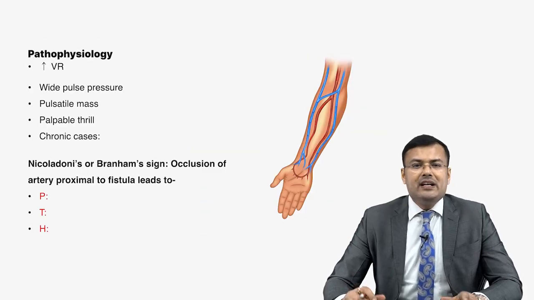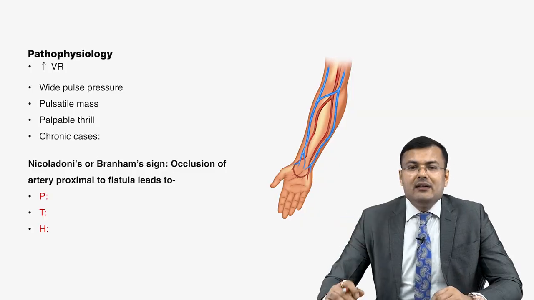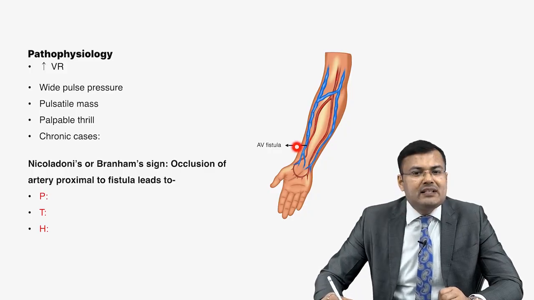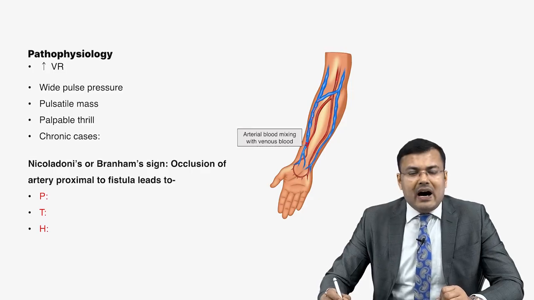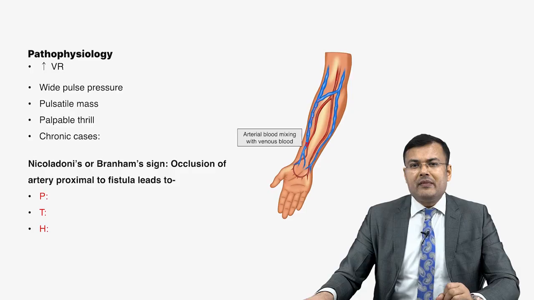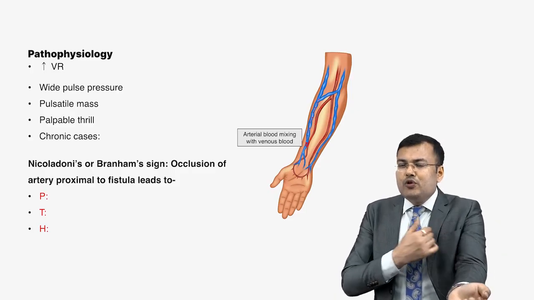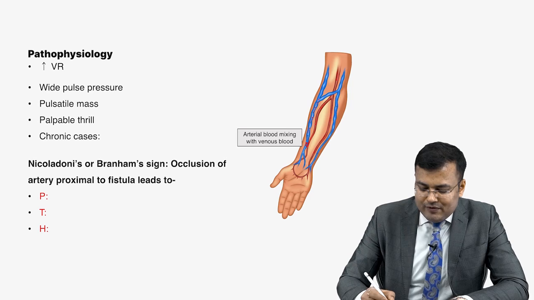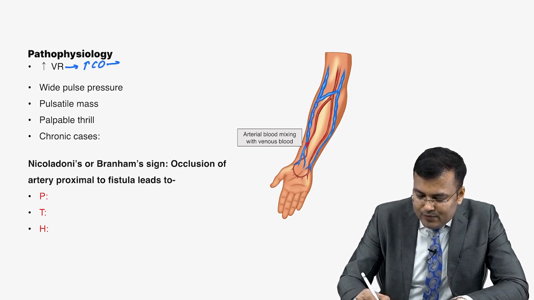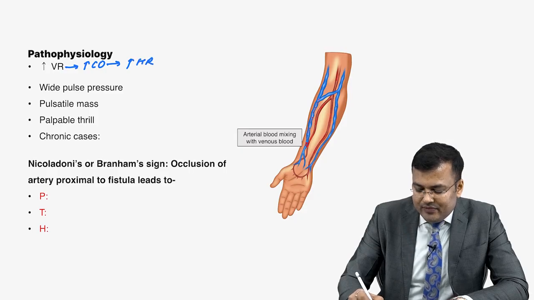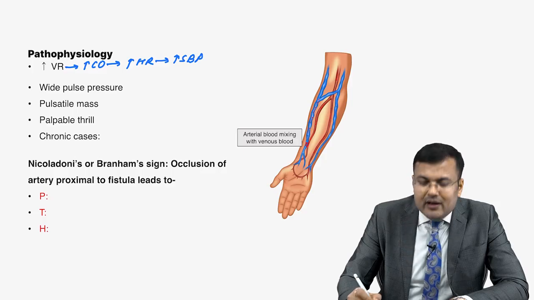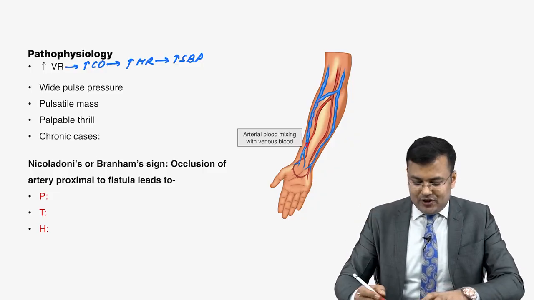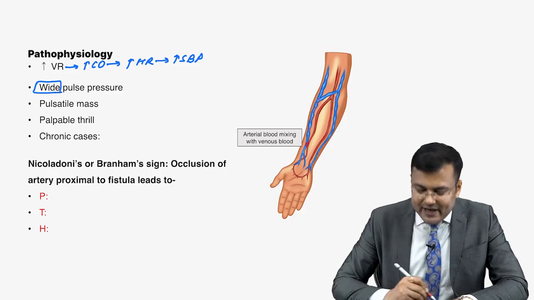Now imagine you created an AV fistula between artery and vein. See the pathophysiology. In this image you can notice that the AV fistula is created between this artery and vein. What will happen? The arterial blood starts going where? Into the vein. When arterial blood starts going into the vein, what will happen? There is increased venous return to the heart. And if there is increased venous return, what will happen? There is increased cardiac output, increased heart rate, increased systolic blood pressure. In comparison to systolic blood pressure, the diastolic blood pressure does not rise that much. So here the patient will have wide pulse pressure.